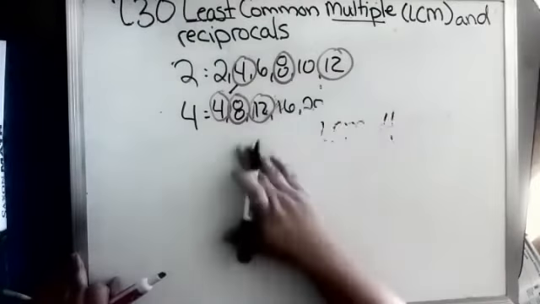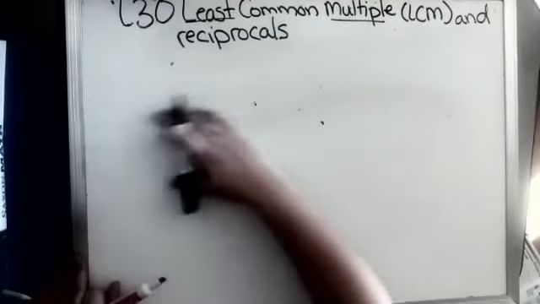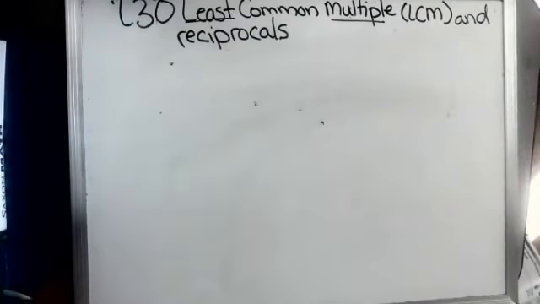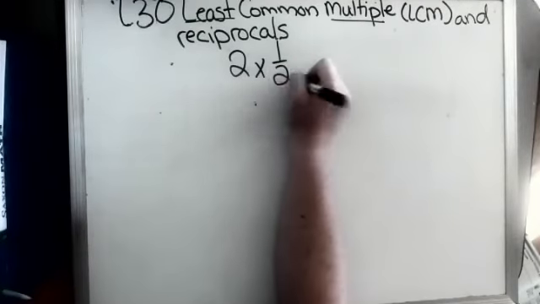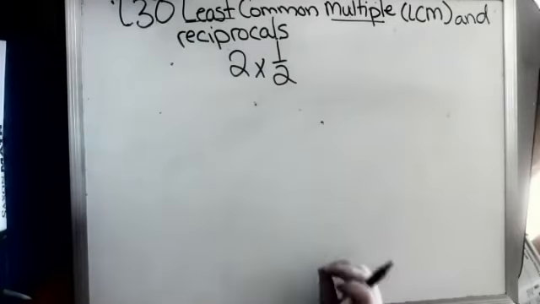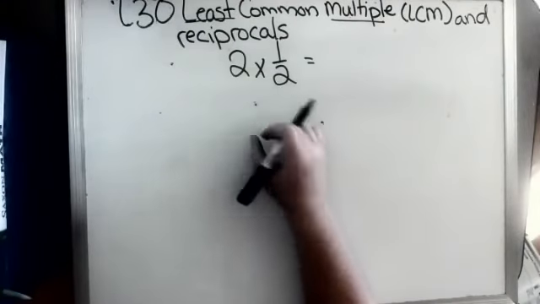Now, reciprocals also use multiplication. When you're looking for reciprocals, you're looking for two fractions, or a whole number and a fraction, that you multiply together to get 1. So that's our goal: to get a product of 1. If you have 2 times a half, this will make a reciprocal. These two things are going to be reciprocals of each other.